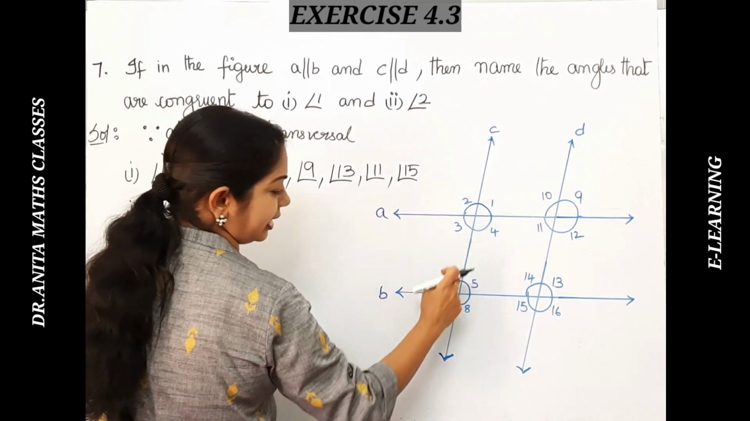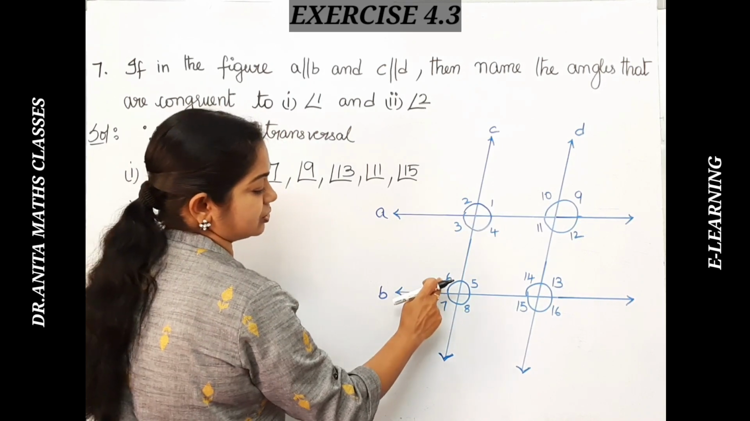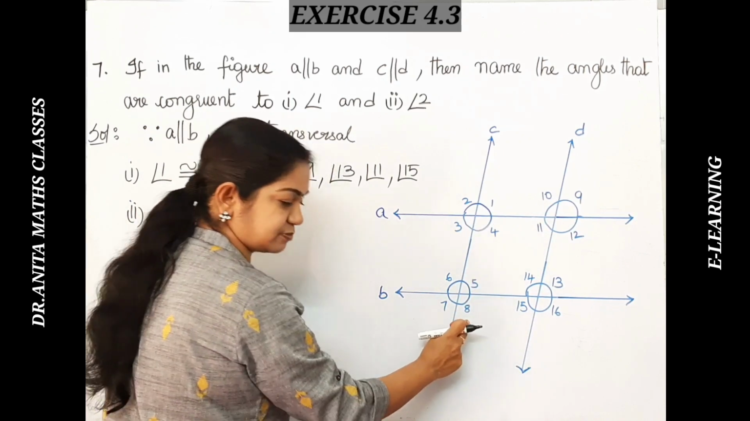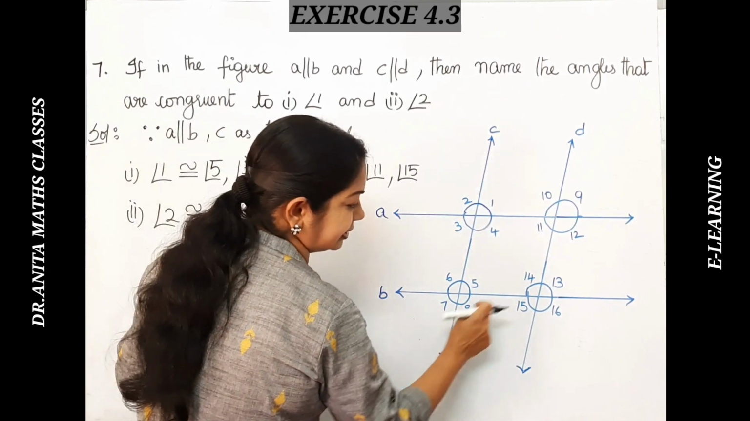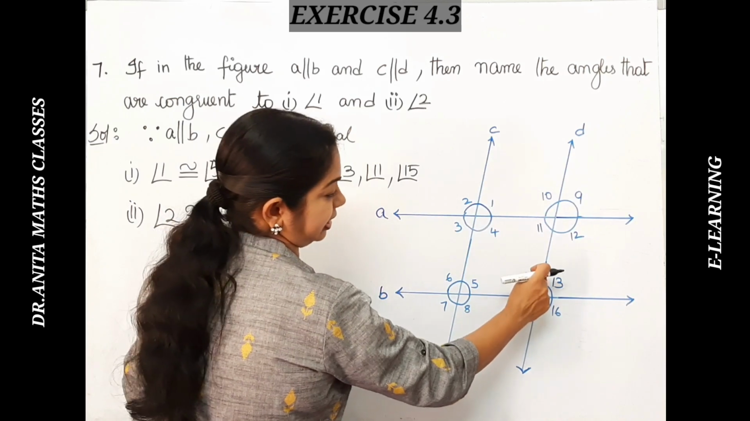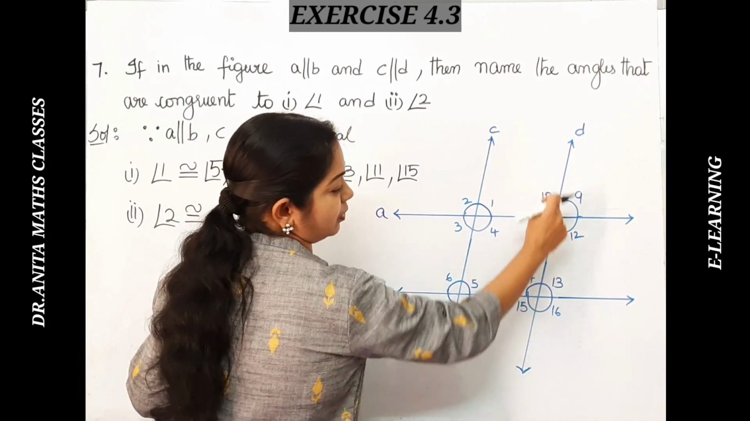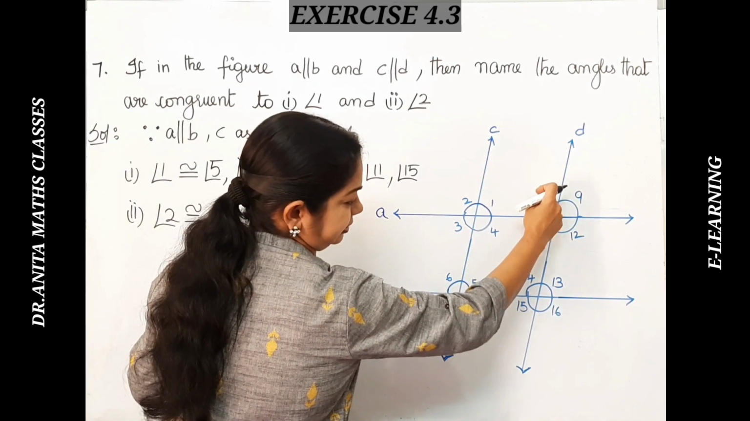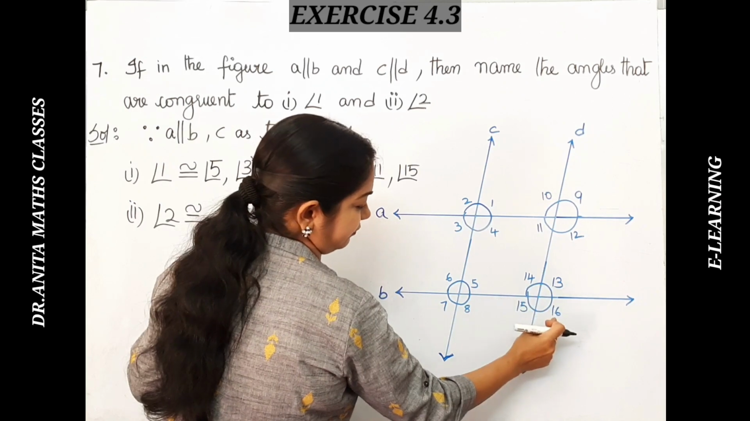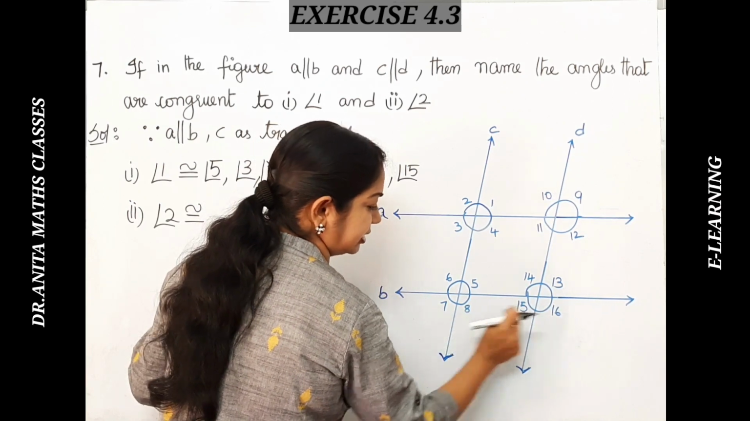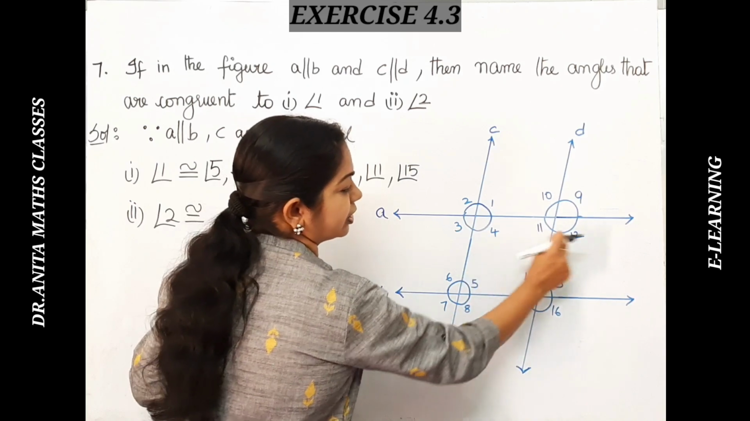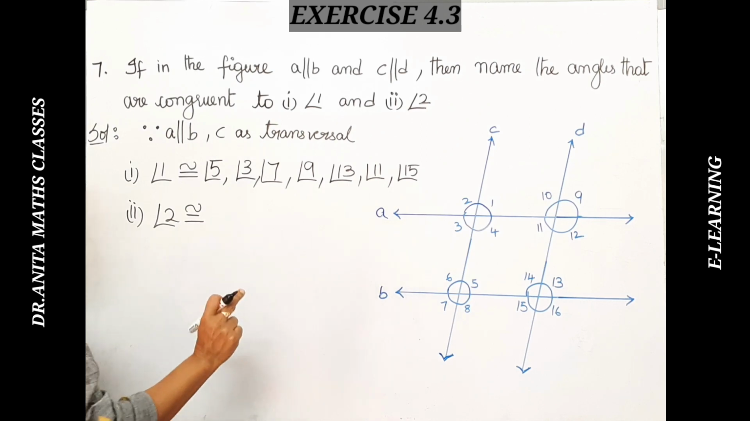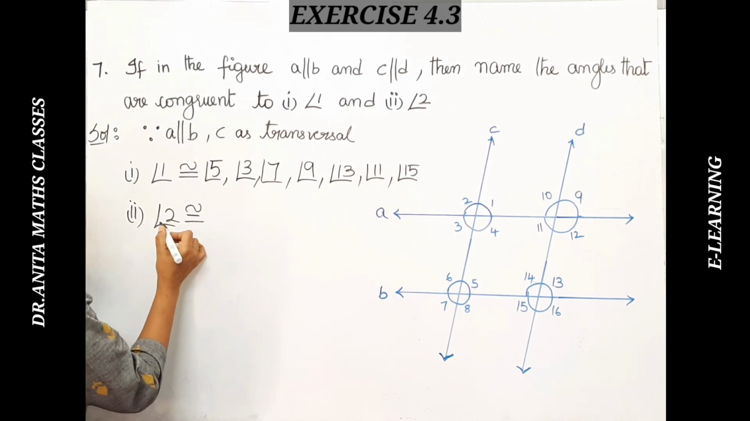So angle 2 and angle 6 are corresponding, equal. Angle 6 and angle 4 are alternate interior, equal. Angle 4 and angle 8 are corresponding, equal. Likewise, 8 and 14 are alternate interior, again 14 and 10 are corresponding, right? And we will be getting 8 and 16 also. See here, 8 and 16 are also corresponding, and 4 and 12 also corresponding. So if corresponding angles are equal and alternate angles are equal, they are congruent to angle 2.